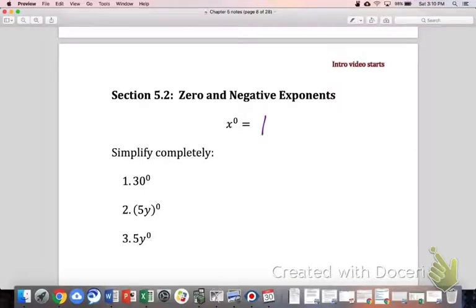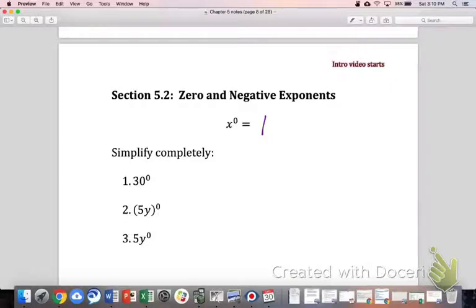The one exception to this is you can't have 0 to the 0, and we'll talk about that exception in class. But for now, let's just say that any base with an exponent of 0 is going to equal 1. So, based on that, if you would take just a second, pause the video, and try numbers 1, 2, and 3. We'll compare answers here in a second.